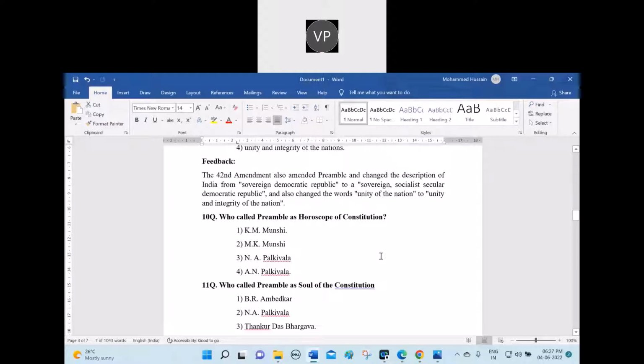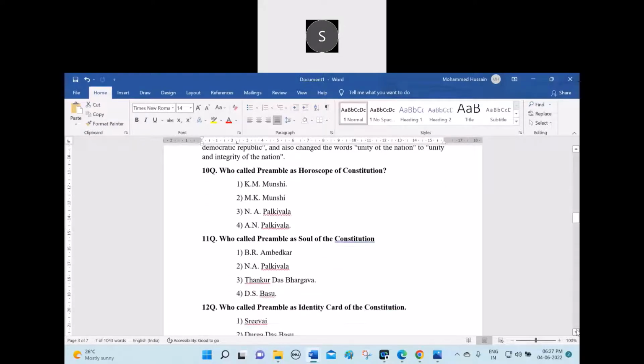Which one is the correct answer? K.M. Munshi, sir. K.M. Munshi is the correct answer, because he called the preamble the horoscope of the Constitution. Of course, I don't know whether you know what a horoscope is. Do you know what a horoscope is? Astrology, horoscope, palmistry.